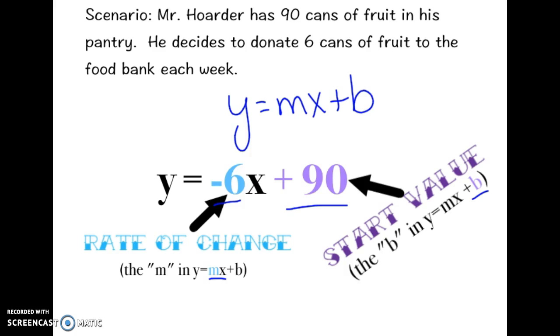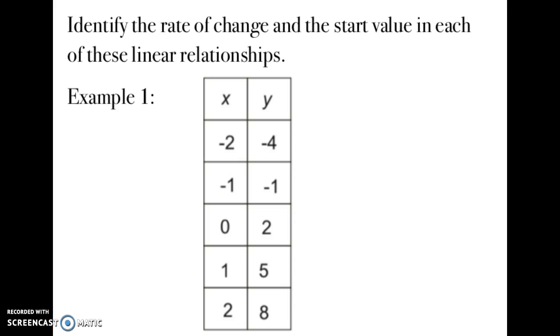Given that information, I want you to try a few examples on your own and then check in with me. So the first one is this. Can you identify the rate of change and the start value in each of these linear relationships? Pause the video, try the problem, then check back to see if you were right.